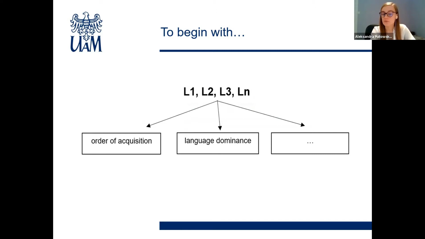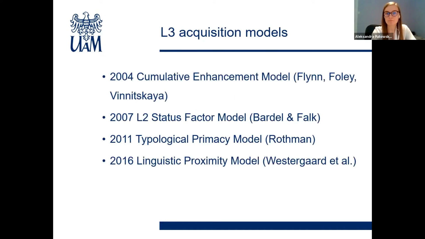But there is also a possibility to name languages by language dominance. Then L1 would probably also be our mother tongue, but L2 would be the second dominant language, and L3 the third dominant language. And this is also the pattern I followed in my research, so I will come back to that later while discussing my study. And there are some models of third language acquisition which indicate in what way the languages can have impact on each other.